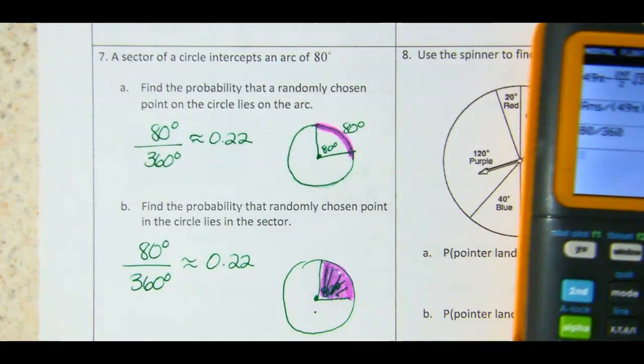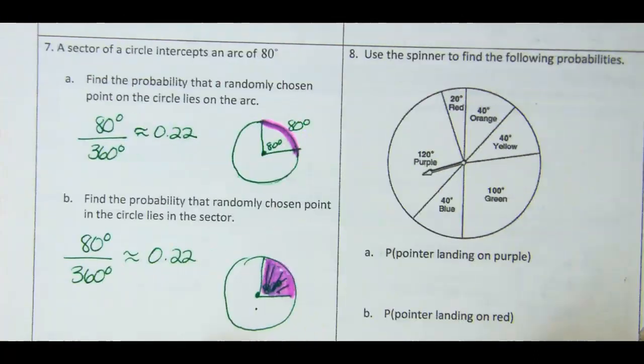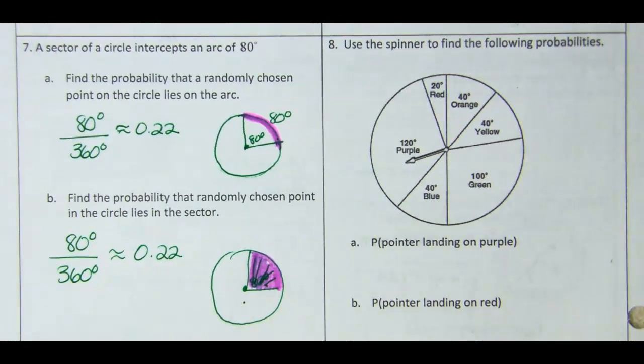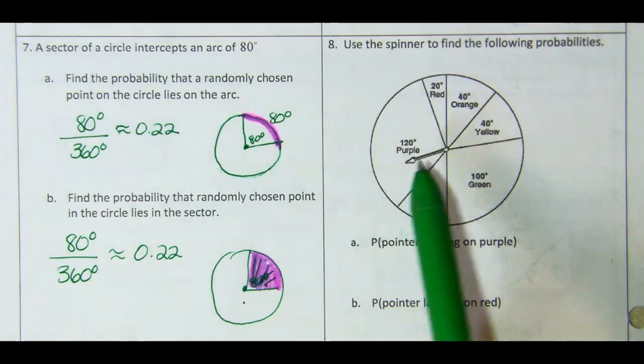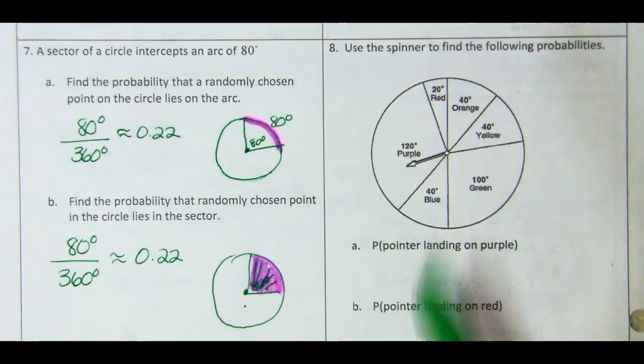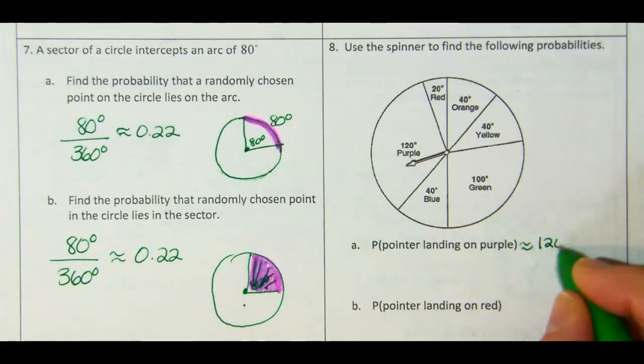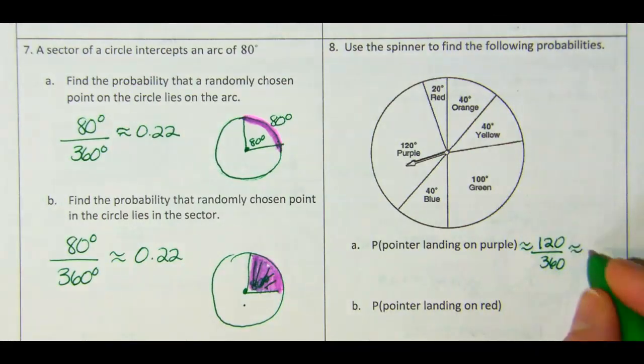Now, perhaps the most famous geometric probability problem would be the spinner. So question 8 says, use the spinner to find the following probabilities. So you have a probability of landing on a purple. Well, you can see here, this is 120 degrees. So this is going to be approximately 120 out of 360. So this is going to be approximately 1/3, so 0.33. And of course, that's rounding.